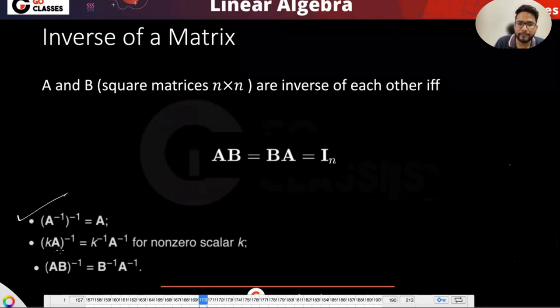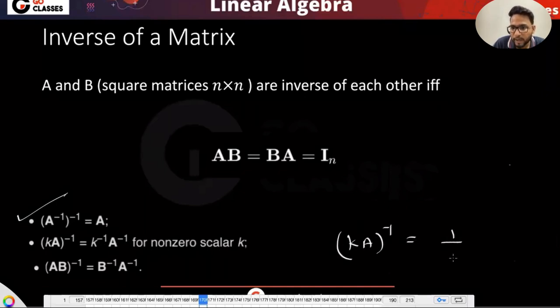So that is okay. If you have a constant k times A and you take the inverse, then that constant will get divided, which means that (kA) inverse is basically 1 upon k times A inverse. Okay? And if you have (AB) inverse, then you can write it as B inverse A inverse. Okay.